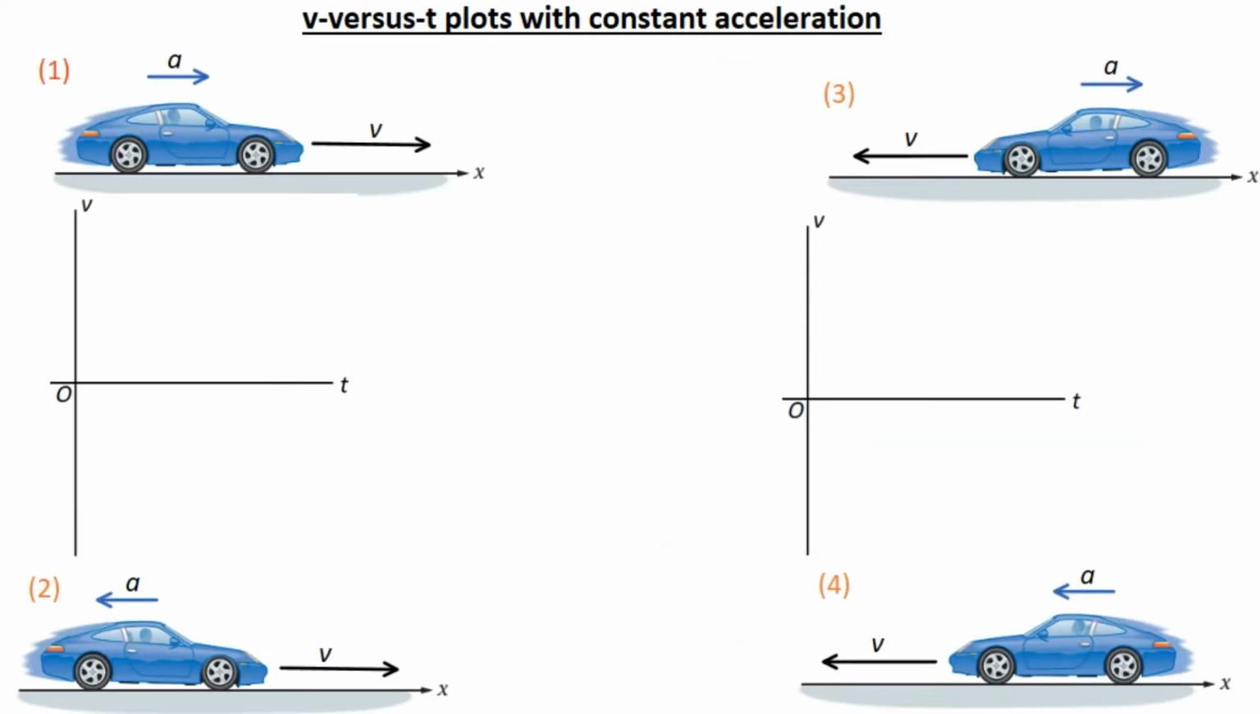Now let's try to plot the v versus t graph of the situations that we have discussed. Now in case 1, acceleration is positive and the velocity is also positive. Since acceleration is positive, velocity will increase with time. So the graph would be something like that.